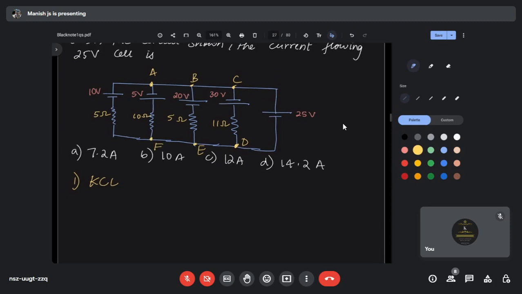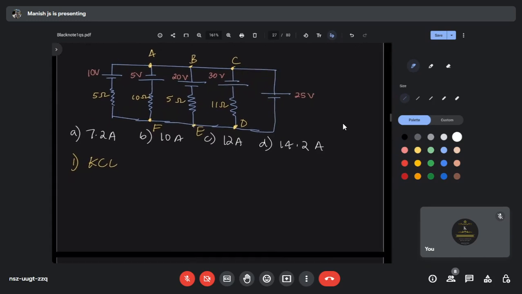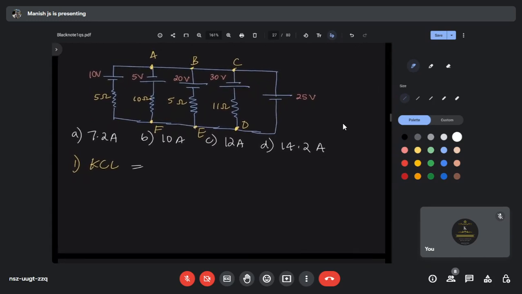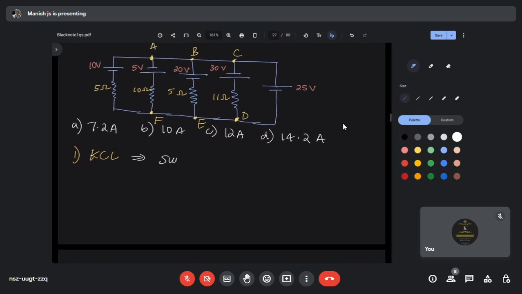Okay, so in this circuit we have 6 nodes or 6 junctions. So we have identified the nodes. Once you have identified, you can apply your loop laws. That is KCL. The loop law is the voltage law. KCL means the sum of the currents entering or leaving a node is going to be equal. KCL is Kirchhoff's current law.